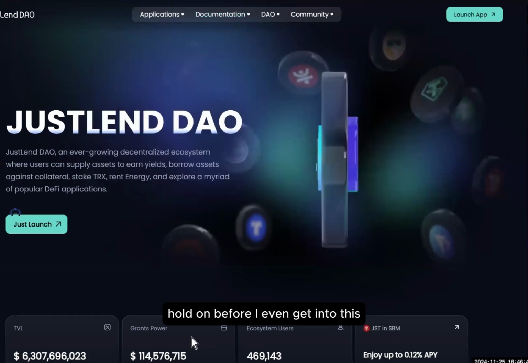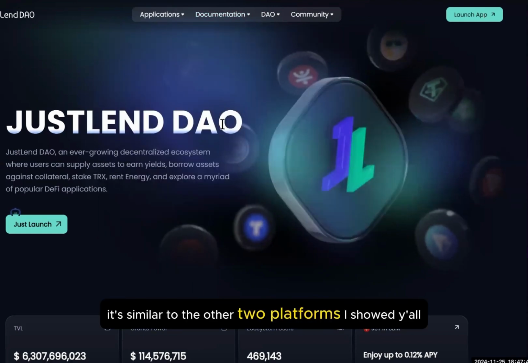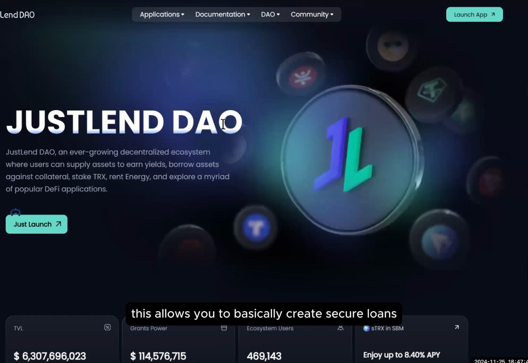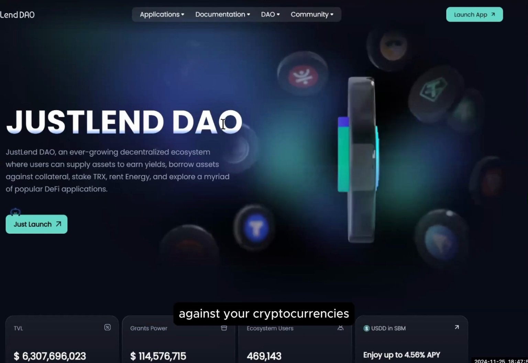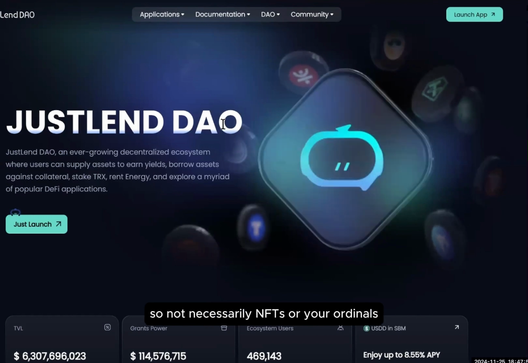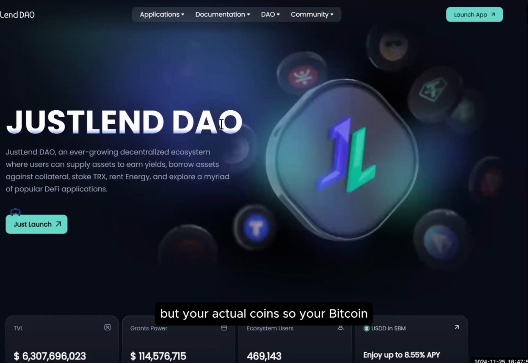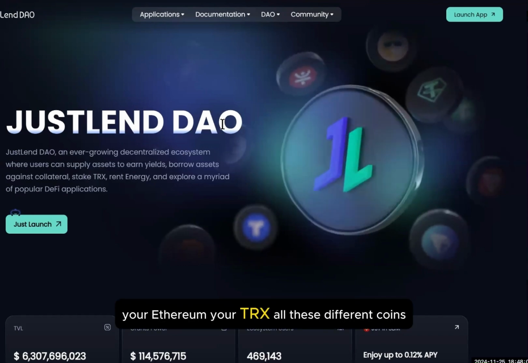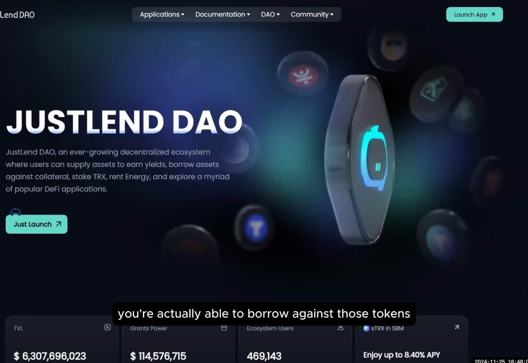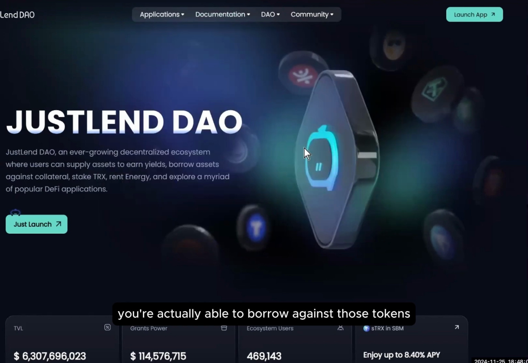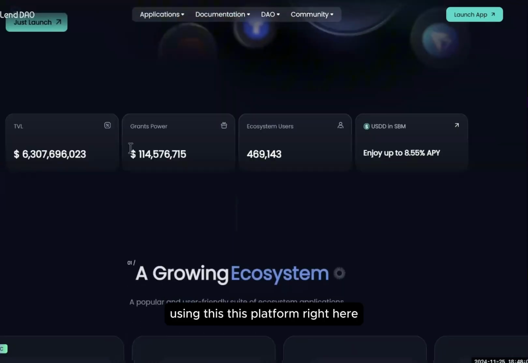Hold on, before I even get into this, it's similar to the other two platforms I showed y'all, but this is different. This allows you to basically create secure loans against your crypto coins. So not necessarily your NFTs or your ordinals, but your actual coins. So your Bitcoin, your Ethereum, your TRX, all these different coins, you're actually able to borrow against those tokens using this platform right here.